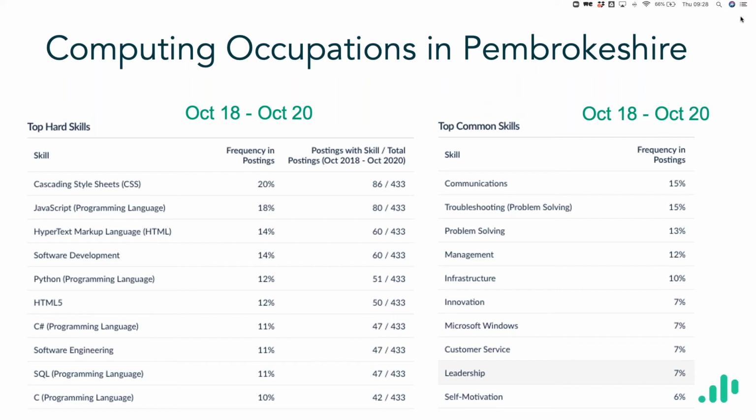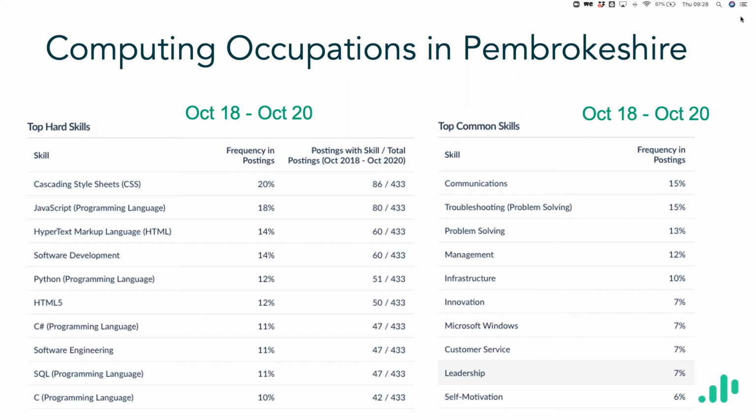So a few things that we can take from this. Firstly, the hard skills are going to be critical in terms of the expertise and competence people need to do this level of technical work. So we can see there that CSS, cascading style sheets, Java, JavaScript, HTML, for example, are the top 3 skills there. Those are largely around those types of programming activities, and we've got software development in 4th.